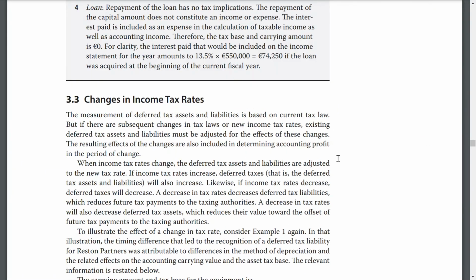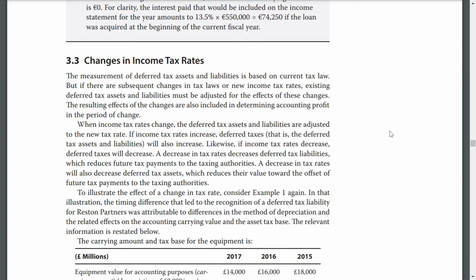Changes in income tax rates. The measure of deferred tax assets and liabilities is based on current tax laws, but if there are subsequent changes in tax laws or new income tax rates, existing deferred tax assets and liabilities must be adjusted to the effects of these changes. The resulting effects of these changes are also included in determining accounting profit in the period of change. When income tax rates change, the deferred tax assets and liabilities are adjusted to the new tax rate.